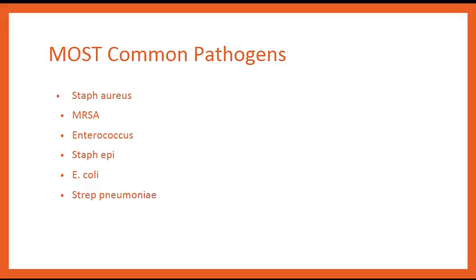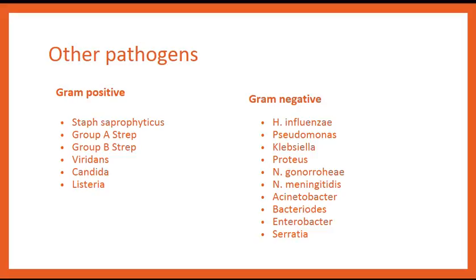So sometimes we just work it up and it's for the doctor to decide, because that is one of the contaminants too. The gram-positive ones: Staph saprophyticus, group A and B strep, Viridans strep, Candida, and Listeria. Gram-negatives are Haemophilus influenzae, Pseudomonas, Klebsiella, Proteus, Neisseria gonorrhoeae, Neisseria meningitidis, Acinetobacter, Bacteroides, Enterobacter, and Serratia.